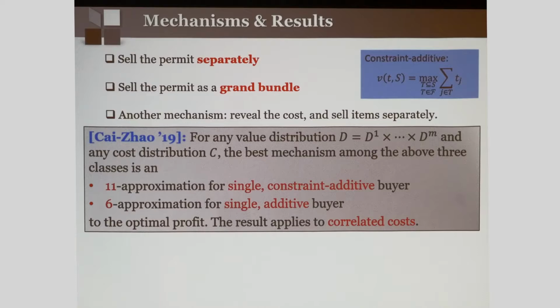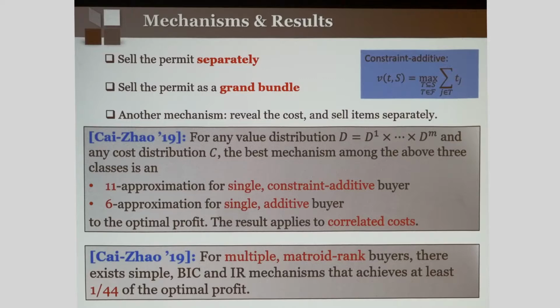So here's the definition of constrained additive. The buyer is only allowed to take a feasible set of items up to a downward closed constraint, and it's additive across these items. When we come to the additive case, the approximation ratio is improved to 6, and moreover, our result applies to any correlated cost distribution.